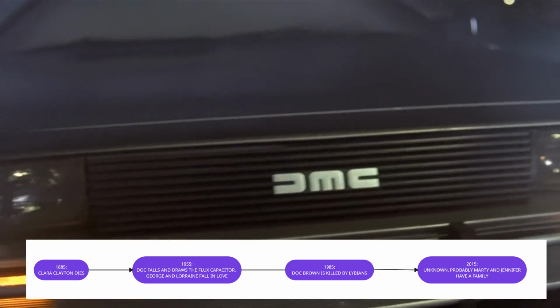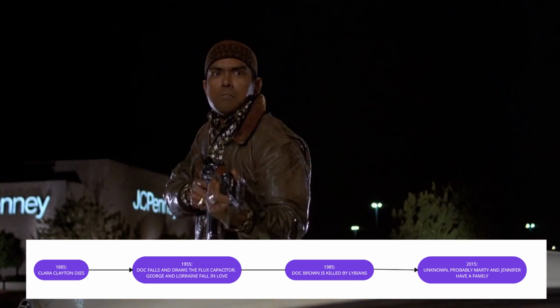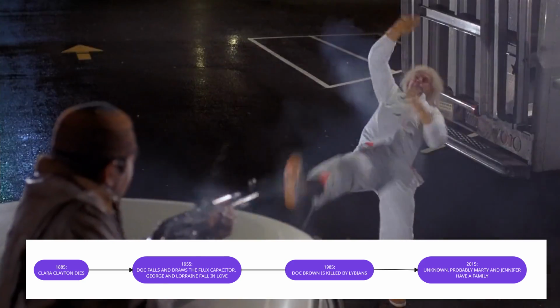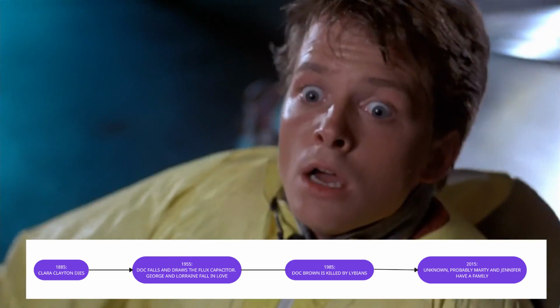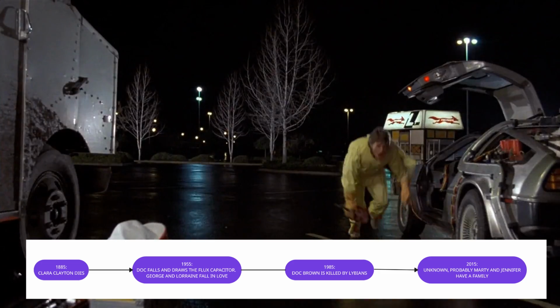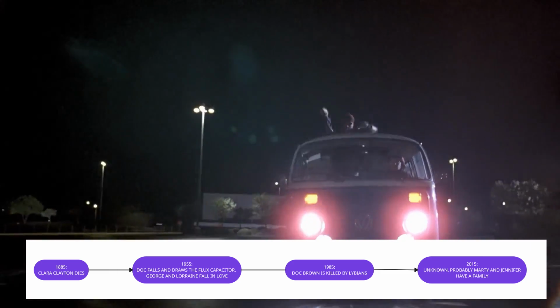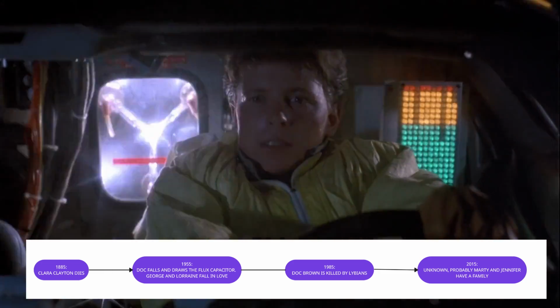Doc builds the DeLorean, but he's killed by the Libyans. And yes, Doc here is actually killed because Marty hasn't traveled in the past yet. This Doc dies. Marty takes the DeLorean, goes into 1955, and changes stuff.